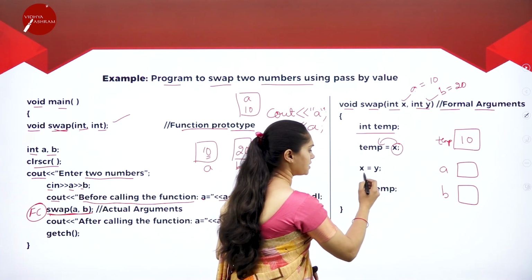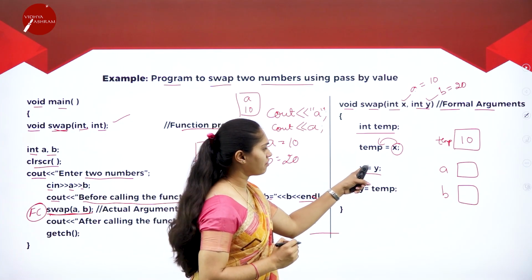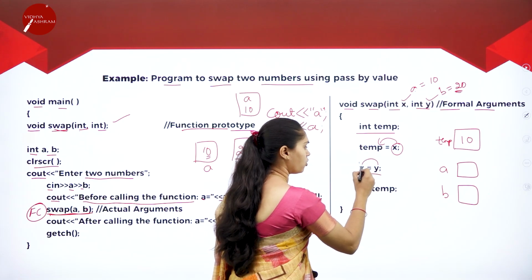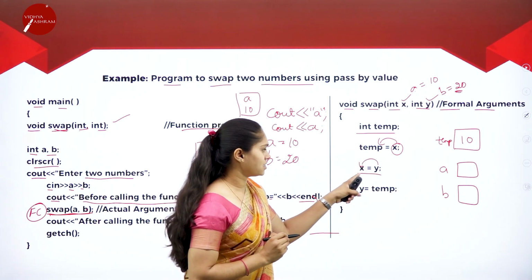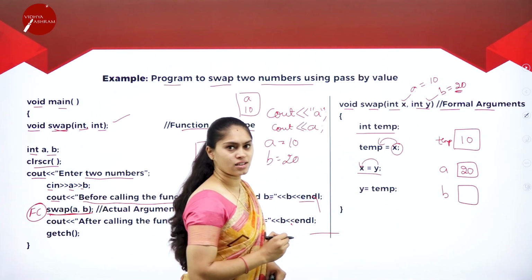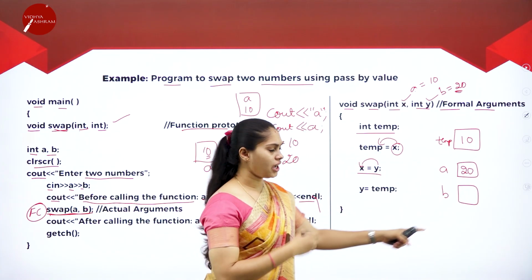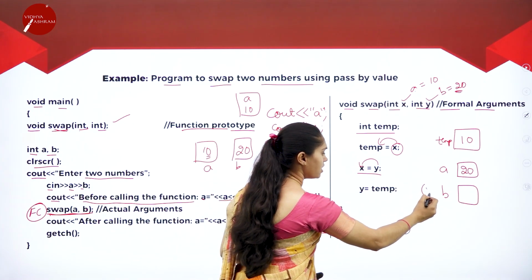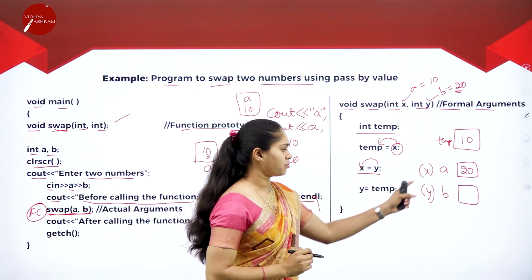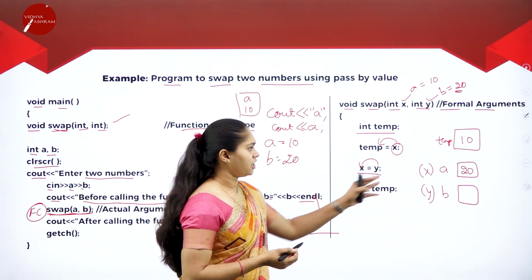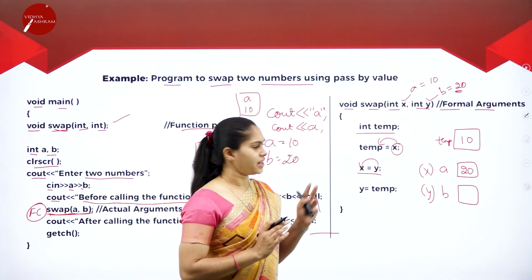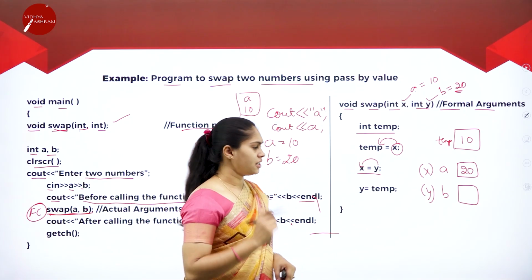In the next line, x is equal to y. What we have in y right now is 20. So that 20 will be copied to x. So x is nothing but A. Now the value of A becomes 20, and now y is empty. Here x is nothing but A and y is nothing but B. And temp is the third variable, which I wanted to hold the value temporarily. That is the reason we have that temp variable.